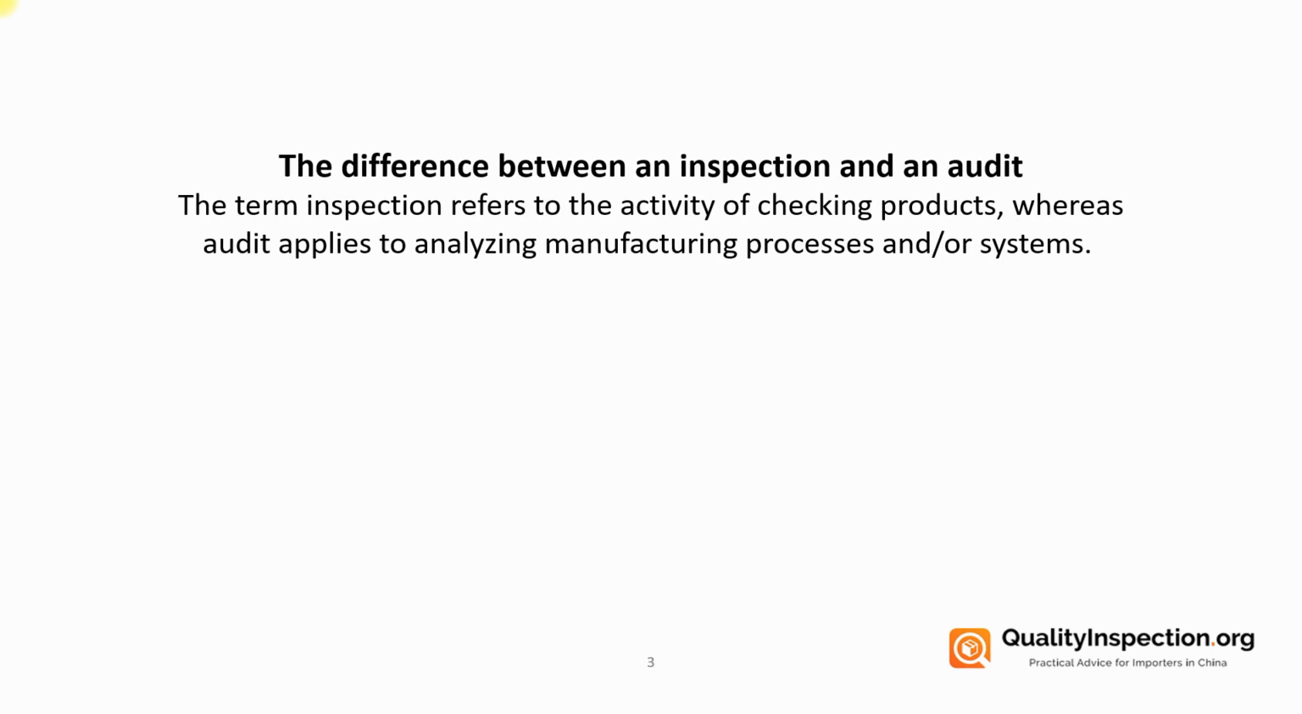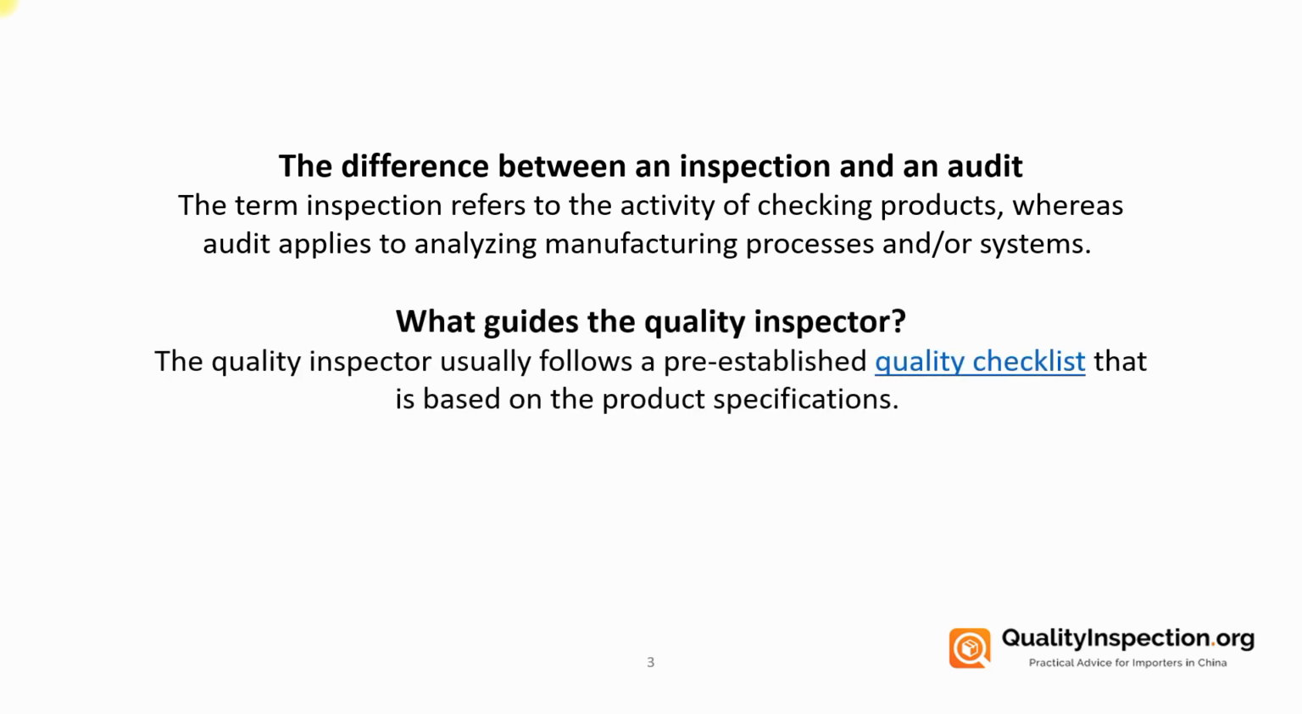What's the difference between an inspection and an audit? The term inspection refers to the activity of checking products, whereas audit applies to analysing manufacturing processes and/or systems. What guides the quality inspector? Well, the quality inspector usually follows a pre-established quality checklist that is based on the product specifications that you've set.